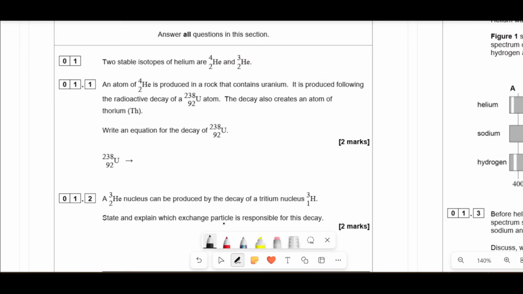Hello, everybody. Welcome back to another episode of the A-Level Cookbook. Today, we're going to be doing the AQA A-Level physics paper from June 2020.